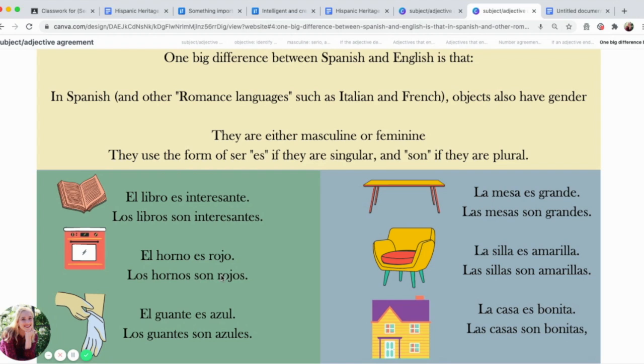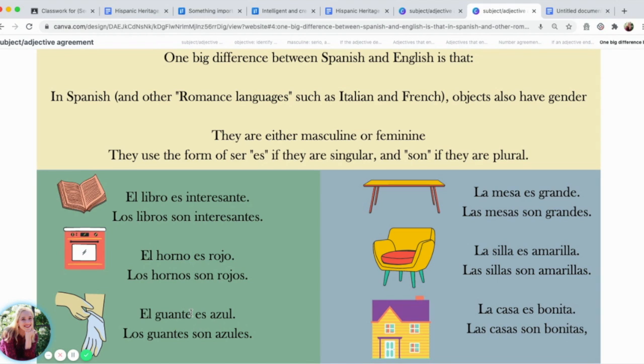On the left in green, here are some examples of masculine objects. A lot of the time, masculine objects are going to end in O. So libro, horno is oven. Okay, so that's one hint. It doesn't always happen that way. Sometimes words that end in O aren't masculine, but that's pretty rare. Most of the time they are.